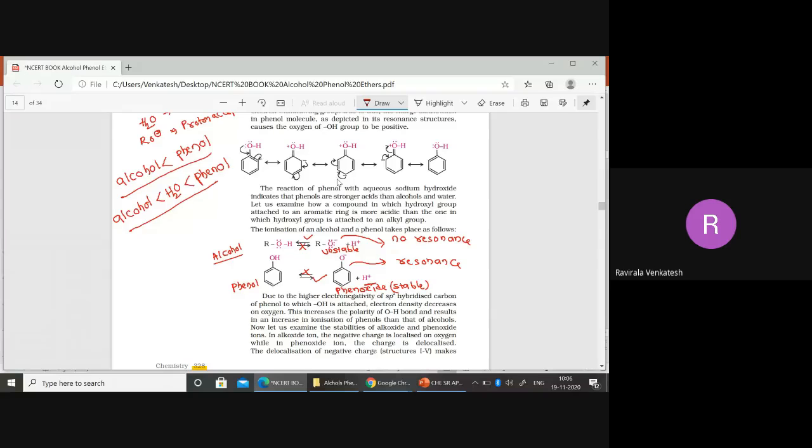So these are the resonance structures. If you observe, because of the resonance, you are getting it like this. So ये resonance structures आपको practice करना है. You have to practice. यहाँ पर आपको मैं underline करता हूँ यहाँ पर.